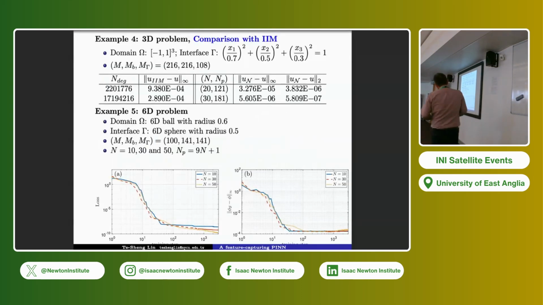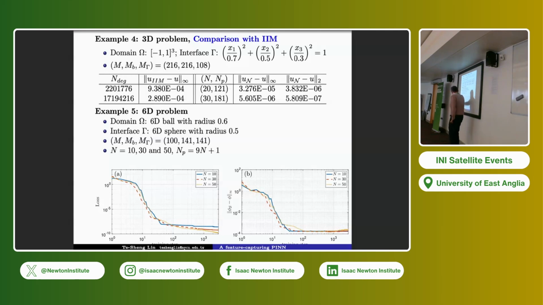And then it's easy to generalize to higher dimensions. In 3 dimensions with interface gamma, this is the IIM result, immersed interface method, 10 to the -4 in the infinity norm error, while in the neural network we have 10 to the -5. The coding is much, much easier for this network function because you just add one more neuron in the input layer. For a 6-dimensional problem, you just put 6 neurons in the input layer, and then you can do a 6-dimensional elliptic interface problem. The domain is 64 with radius 0.6, and the interface is again 64.